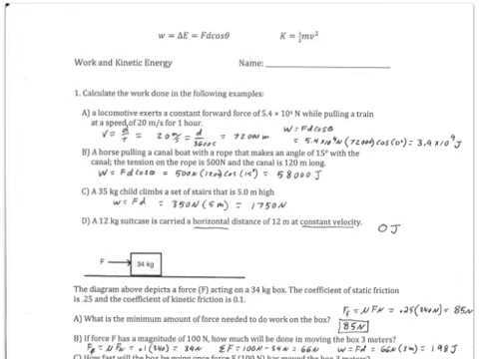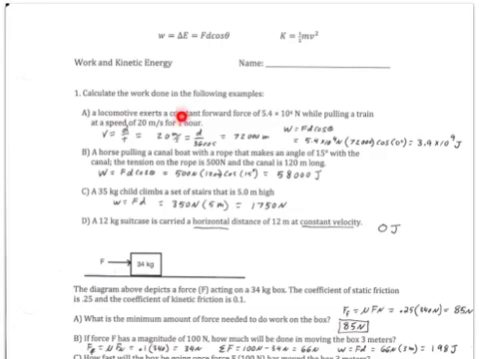Alright, we've got work and kinetic energy. So the work equation is: work is the change in energy. It's equal to force times distance times the cosine of theta, if we're acting at an angle to the horizontal. And kinetic energy is equal to 1/2 the mass times the velocity squared. Don't forget to square it. So we're going to calculate the work done by the following examples.